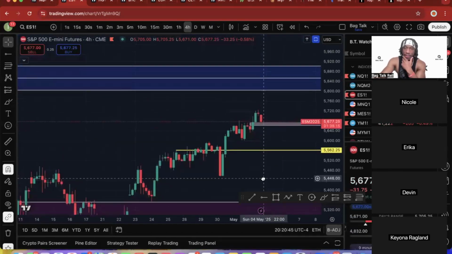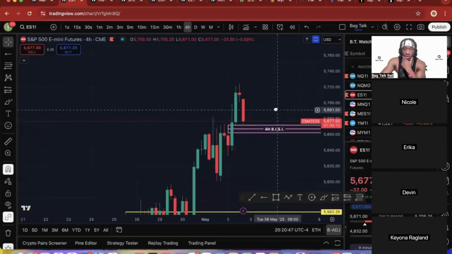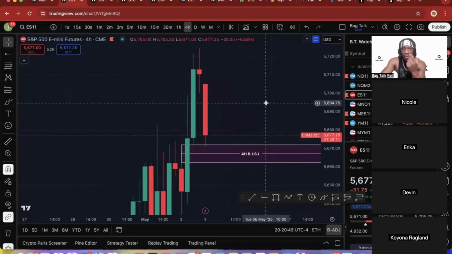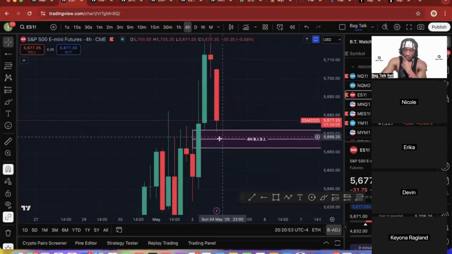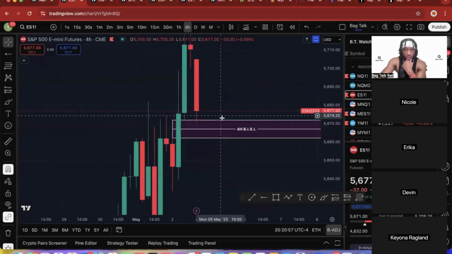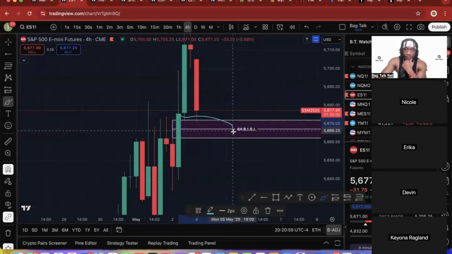ES, really the same sentiment. You see, I already had this drawn. I've been teaching the whole time, so y'all already know I ain't just draw this. But this is the area I'm watching on ES, this 4-hour bullish fair value gap. And I agree with you, Keisha, in the chat. I agree that this is a 4-hour bullish fair value gap.